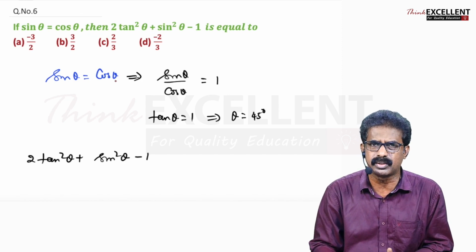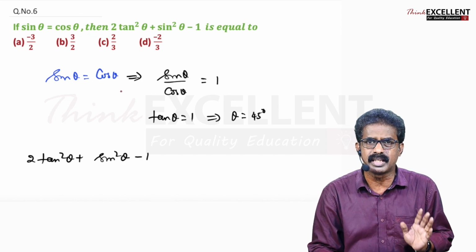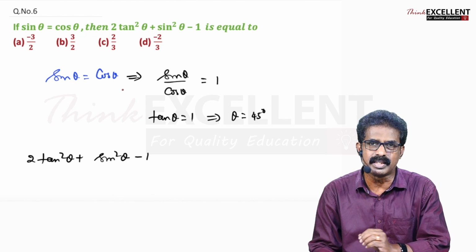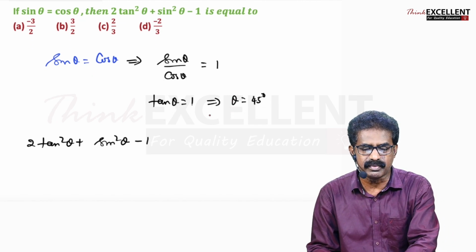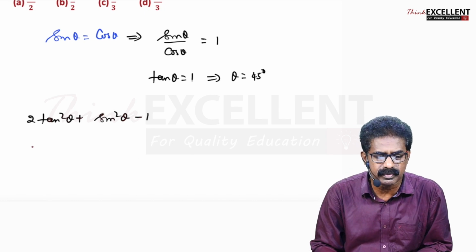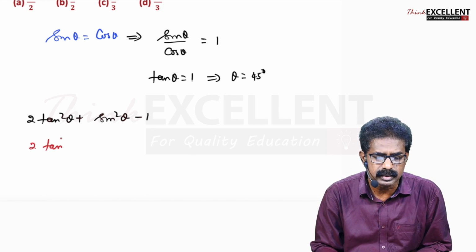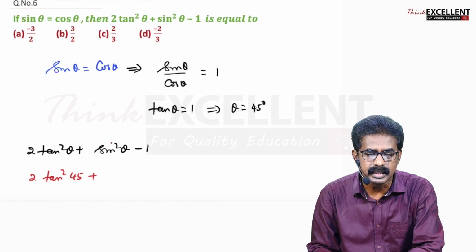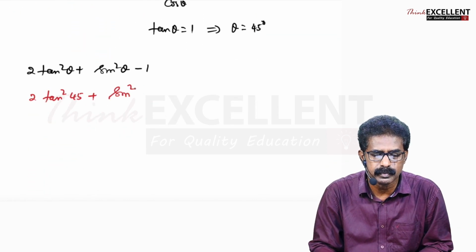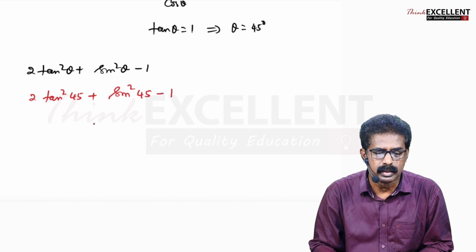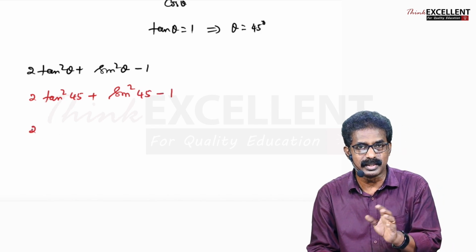It is just an objective question, right? Any method you can do that. We have to get the answer, that's all. So we go for the very simple method. So theta is 45. So wherever theta comes, you put 45. 2 into tan square 45 plus second one is sin square 45 minus 1. So 2 into, now you must know the table, right?